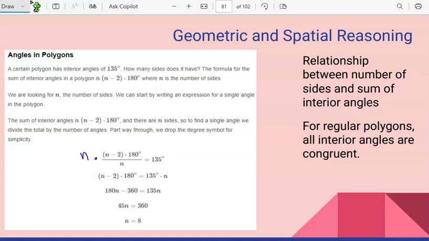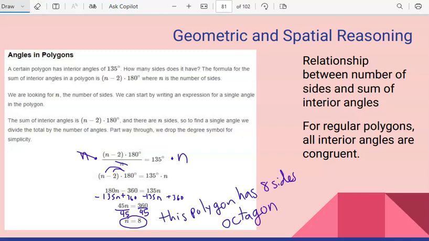Multiply each side by n to get rid of the fraction. Distribute the 180 into each of these two terms. From there, we want to add 360 to both sides, and then subtract 135n from each side. And then we get 45 times n equals 360. Divide each side by 45, and then n equals 8. So that means there are 8 sides to this polygon. This is known as an octagon.